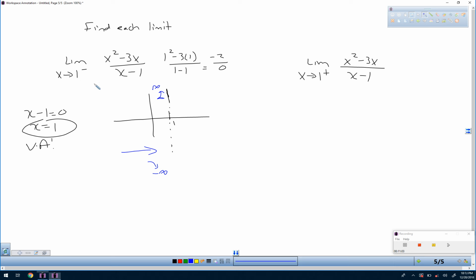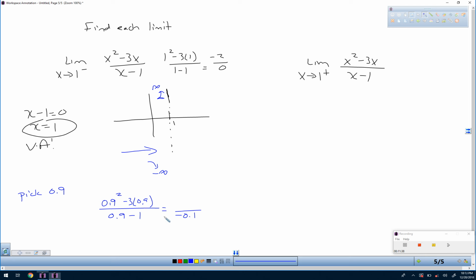So I'm just going to simply pick 0.9. If I plug 0.9 into the function, I'd have 0.9 squared minus 3 times 0.9 over 0.9 minus 1. Clearly the denominator is going to be a negative number, negative 0.1. For the numerator, I'm going to use my calculator: 0.9 times 0.9 minus 3 times 0.9 gives me negative 1.89. I could care less what the numbers are, I just care about the sign, because I know it's going to be infinity regardless. But negative divided by negative is a positive, so that's why I know this limit is going to be positive infinity.